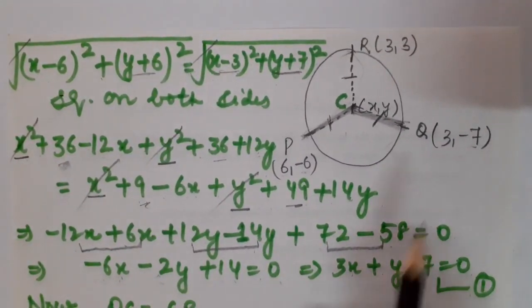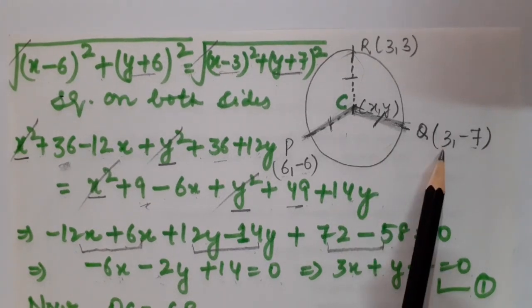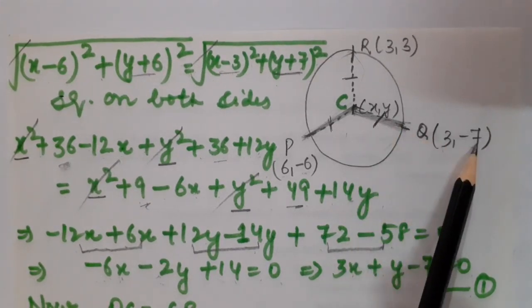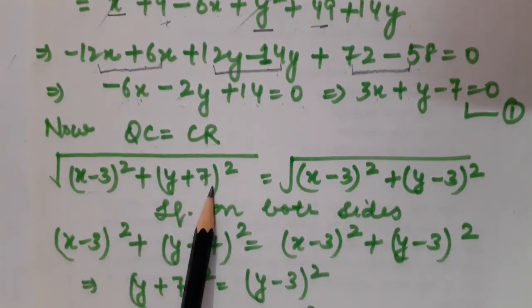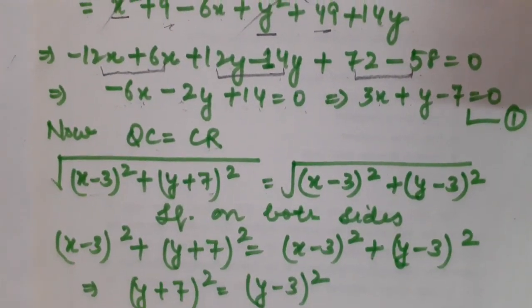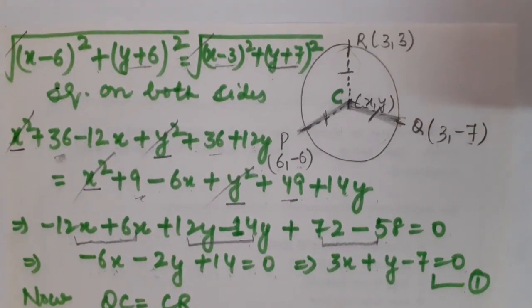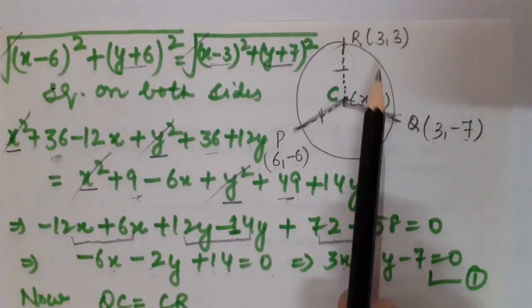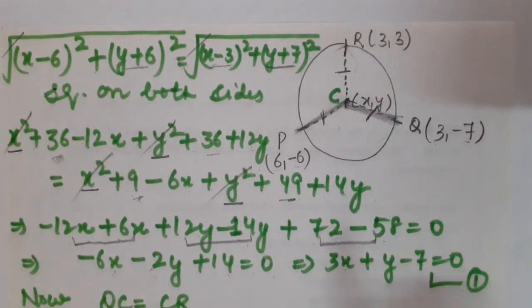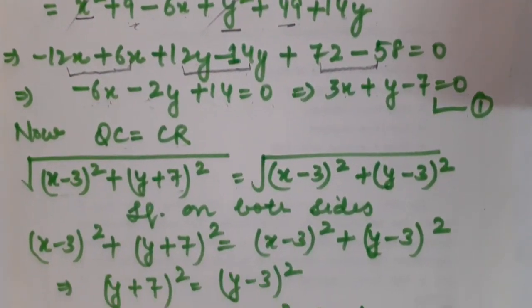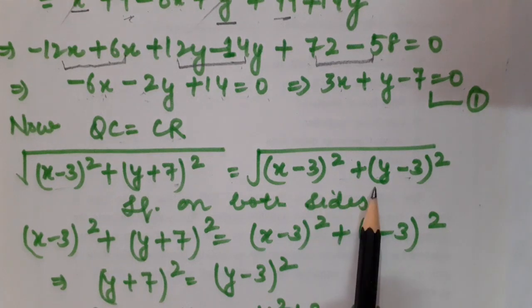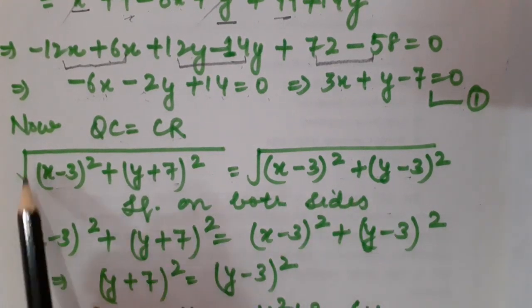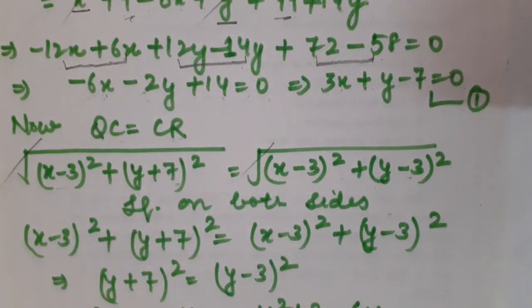QC would be the square root of x minus 3 whole square plus y plus 7 whole square. Please have a look, the same I have spoken, is equal to. Now find out the distance RC. It is the square root of x minus 3 whole square plus y minus 3 whole square. These were the distances. Squaring on both sides, again the root is going to be cancelled.